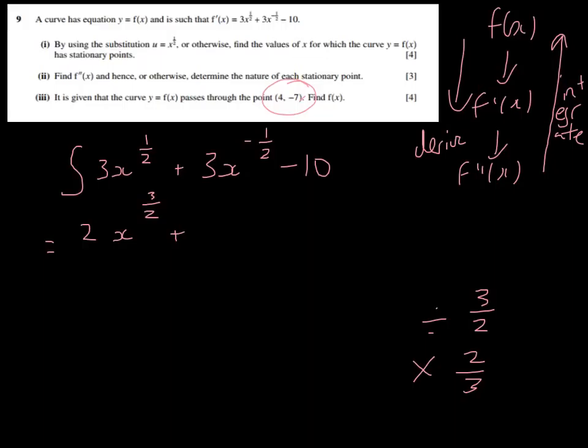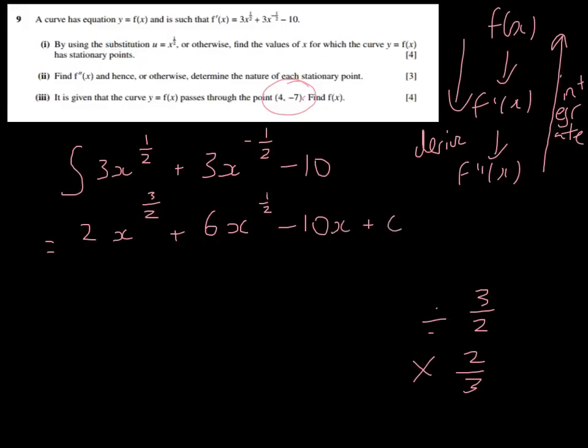Okay, next one. So we're going to add on a power. So negative a half plus 1 equals a half. And the same thing is, I'm going to divide through by a half. So dividing through by a half is the same as multiplying by 2. So 3 times 2 is 6. And then minus 10x, and then plus c.